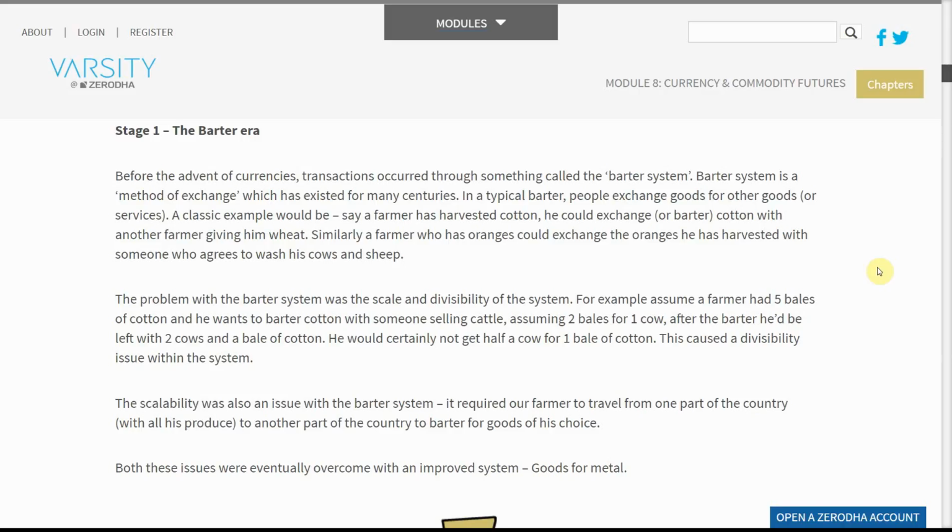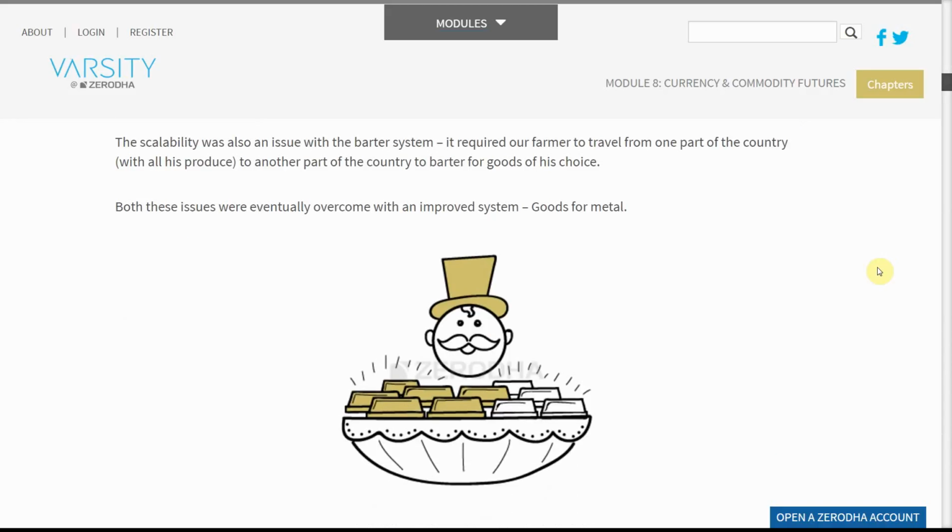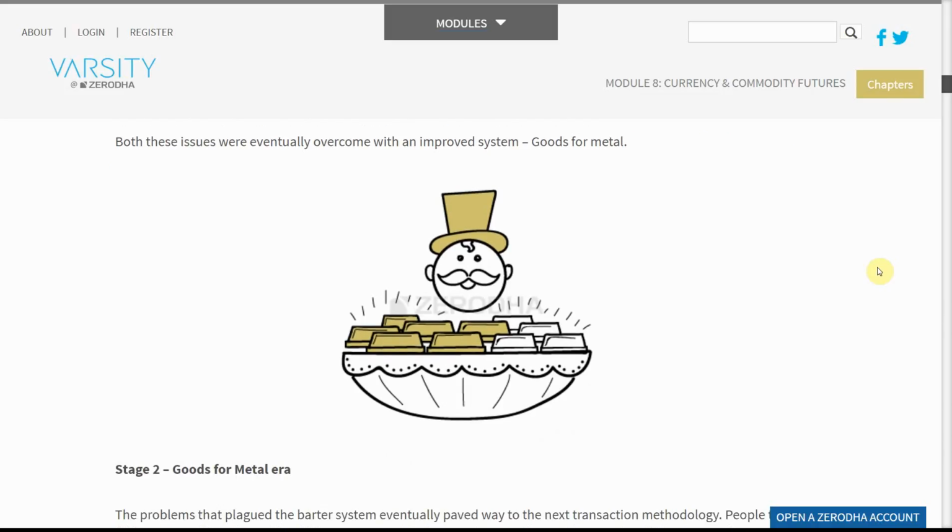He would certainly not get half a cow for 1 bale of cotton. This caused a divisibility issue within the system. The scalability was also an issue with the barter system. It required our farmer to travel from one part of the country with all his produce to another part of the country to barter for goods of his choice. Both these issues were eventually overcome with an improved system, goods for metal.